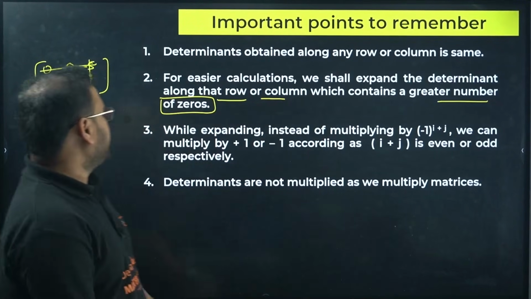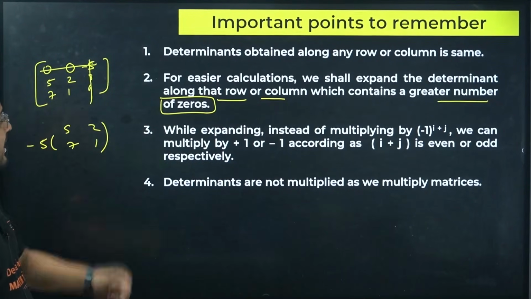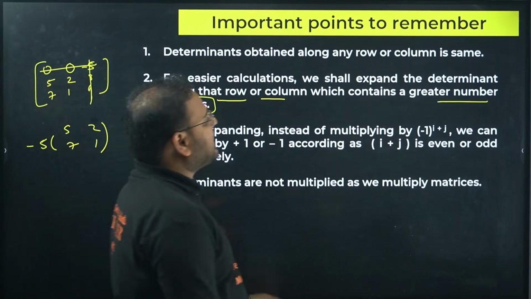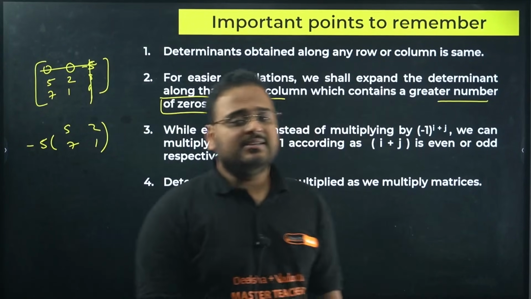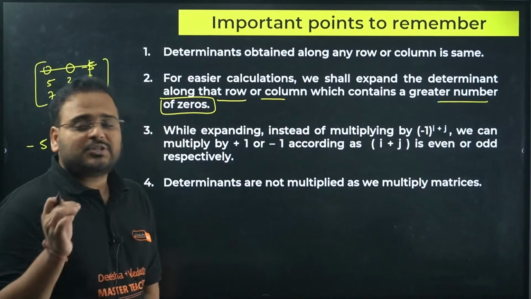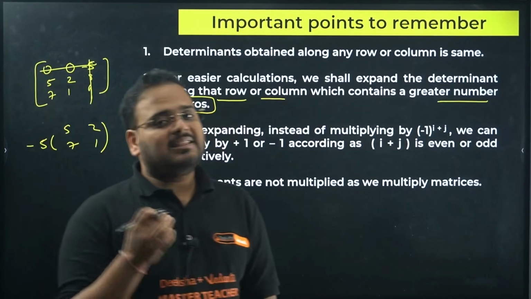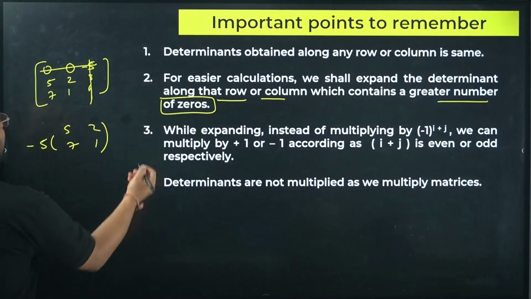Point number 3: while expanding, instead of multiplying by (-1) to the power i plus j, just remember that the odd positions will have a negative sign and the even positions will have a positive sign, as I explained over here.